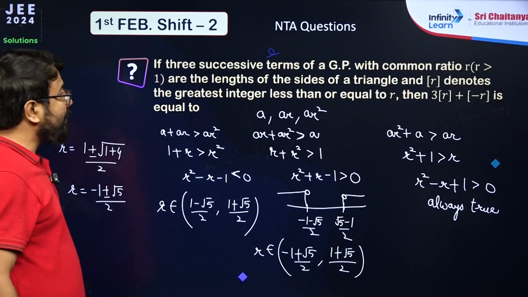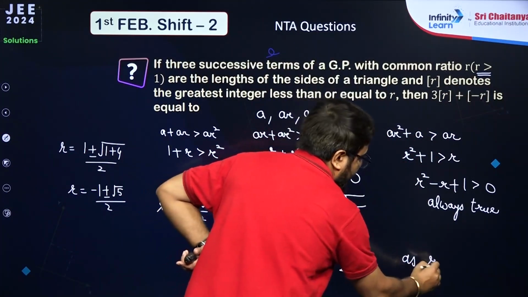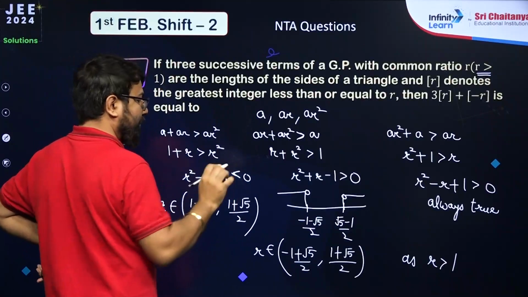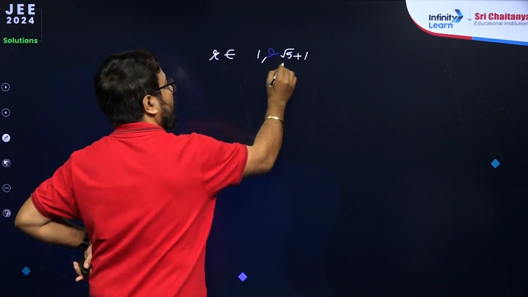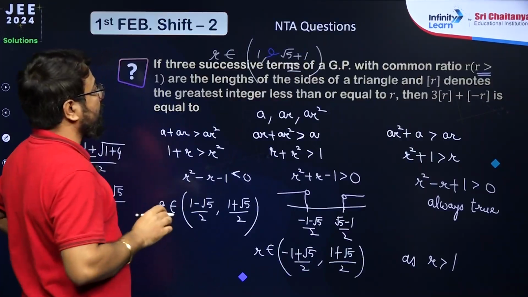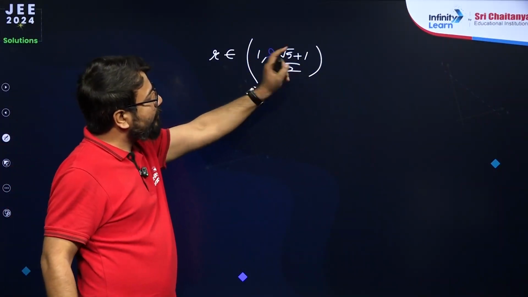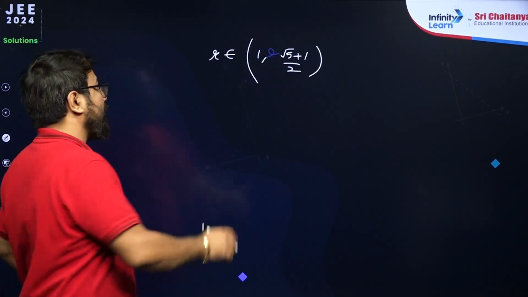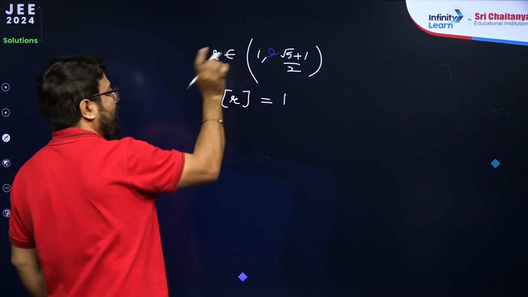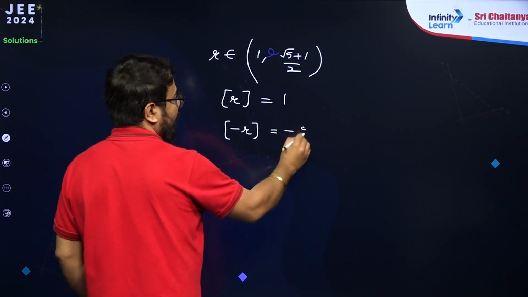So this is R. But they have given in the question that R is greater than 1. Since R is greater than 1, the lower limit will be 1 and the upper will be the same, root 5 plus 1 over 2. I hope you are able to understand this. Now, root 5 is 2 point something, 2 point something plus 1 is 3 point something, 3 point something upon 2 is 1 point something. So we can write that this value is 1 because it is actually 1 point something. And for minus of 1 point something, the value of the greatest integer function will be minus 2.